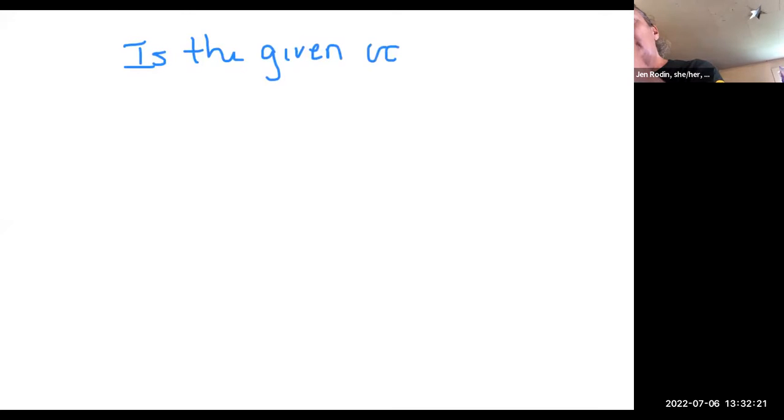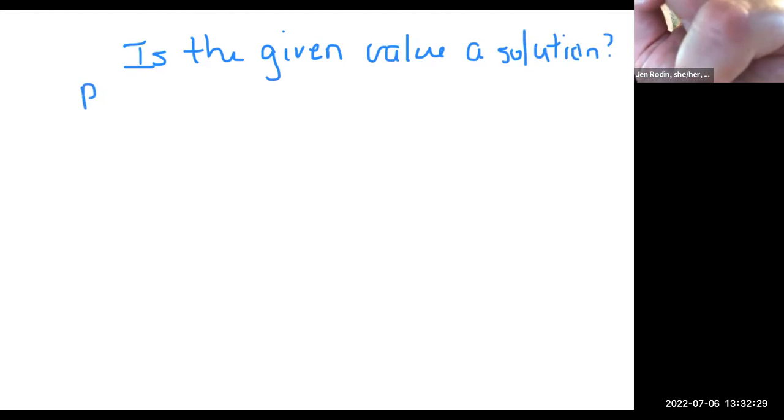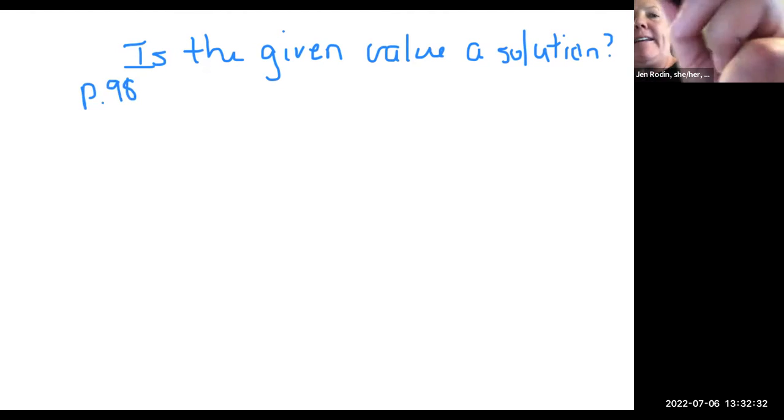Alrighty, so let's just practice a few. I'm going to pull them up from the textbook problems in chapter 2. Here they are. Is the given value a solution? So I'm in the textbook on page 98, and we're going to do 85.